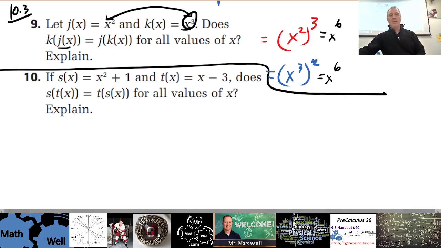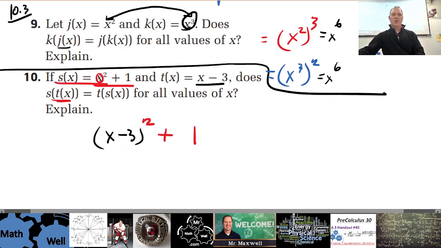Number 10, so does s of t of x equal t of s of x? So let's try it again. If we put t of x, that's this one, x minus 3, inside s, and I'll use a different color for this one, this x value is now this x minus 3, so it looks like this. You see? T of x is inside the s of x function, so I put in x minus 3 for x here. So this is s of t of x.